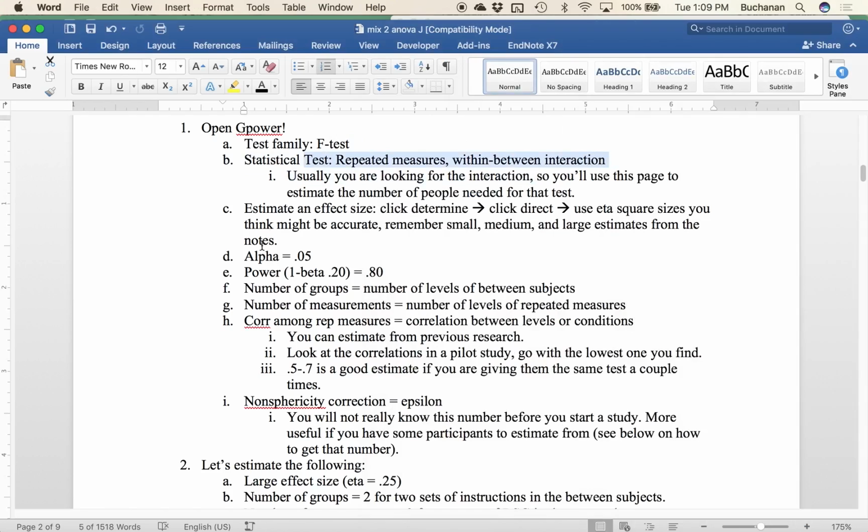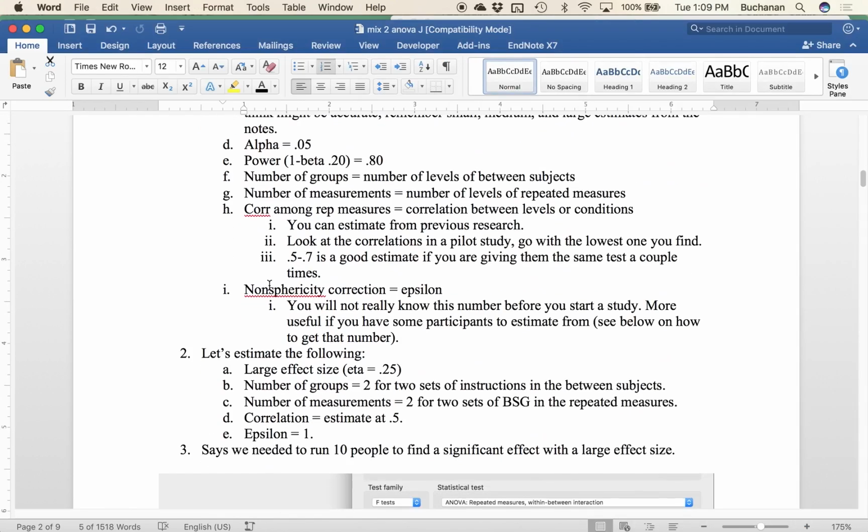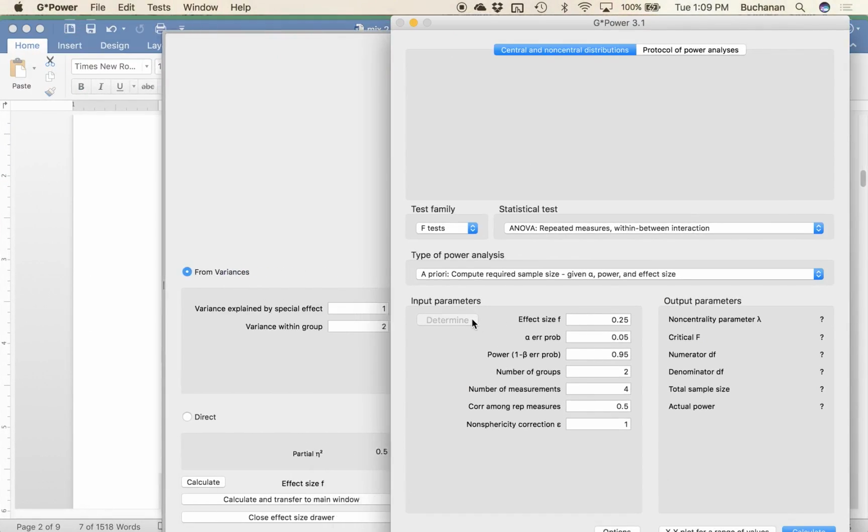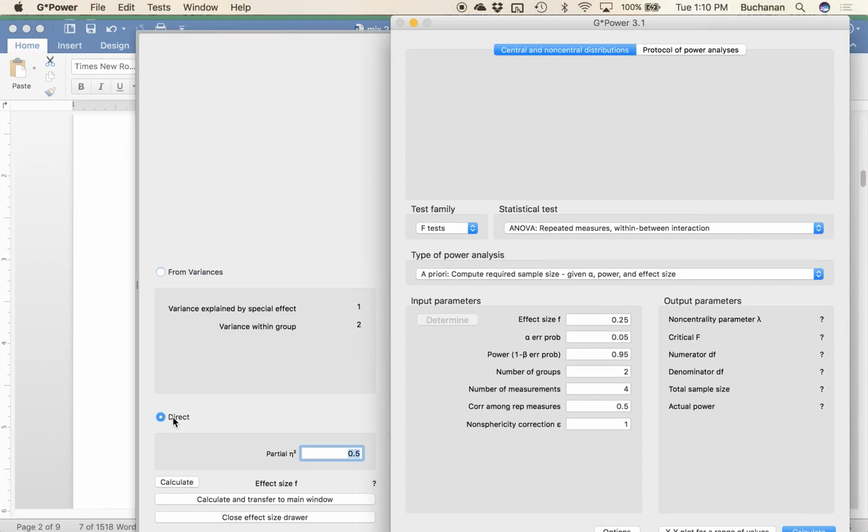We're going to estimate that effect size. And so in this example, I did the effect size as a large effect, so eta 0.25. So I'm going to click determine, then direct. Let's estimate that as large, so 0.25. Calculate and transfer to main, so that's going to change the F over here. Alpha is 0.05, power is 0.8.